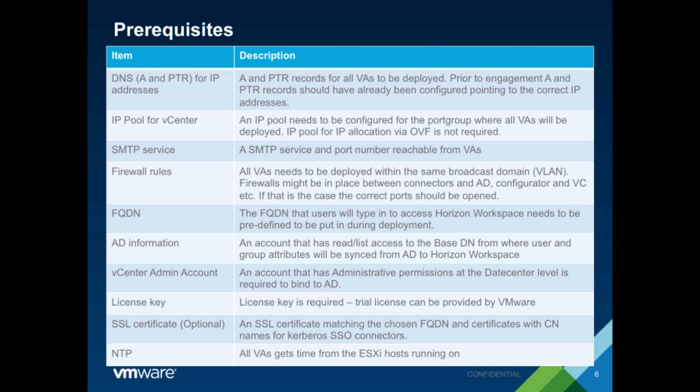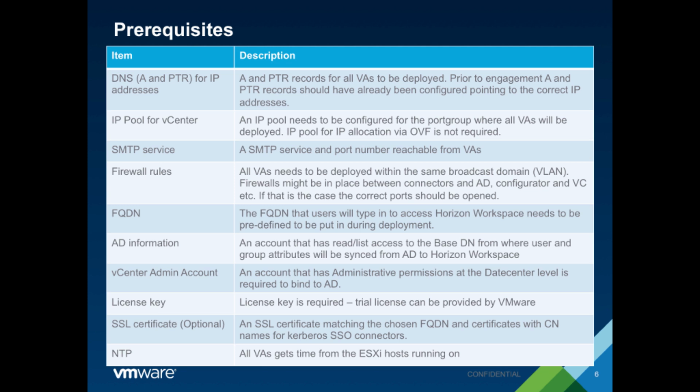We also need a set IP pool for vCenter. SMTP services are used, and they're actually required up front when you do the initial deployment. So again, a recommendation is to have an SMTP service available when you start the initial deployment of Workspace.